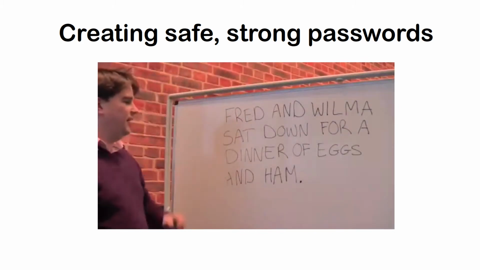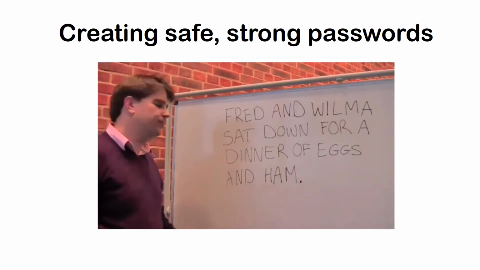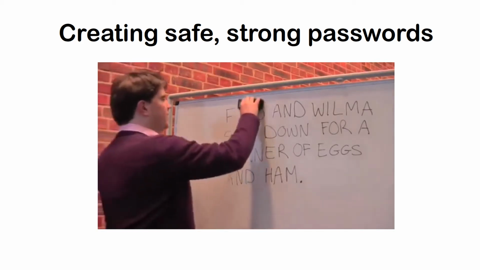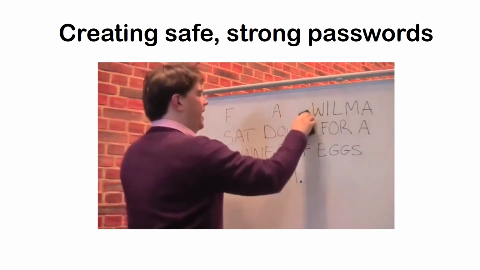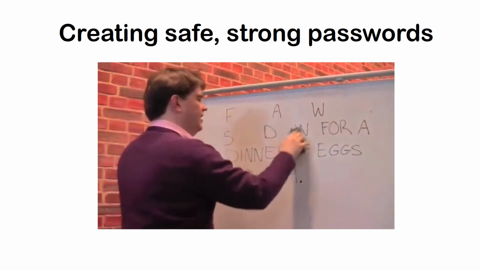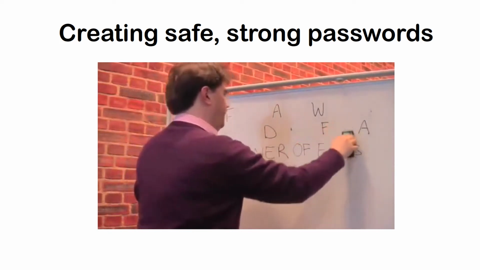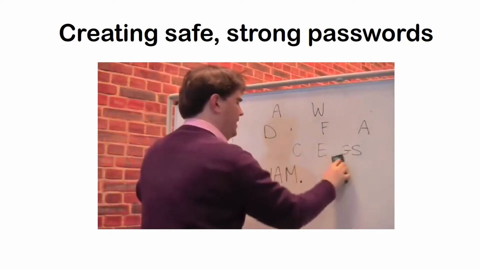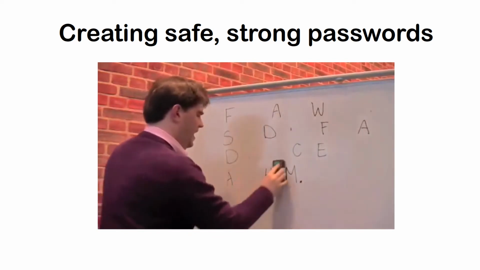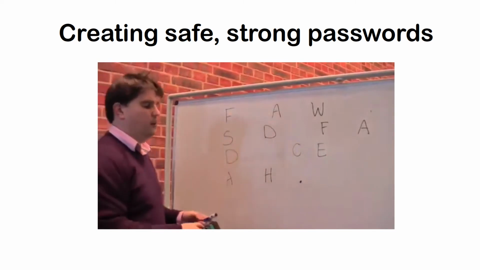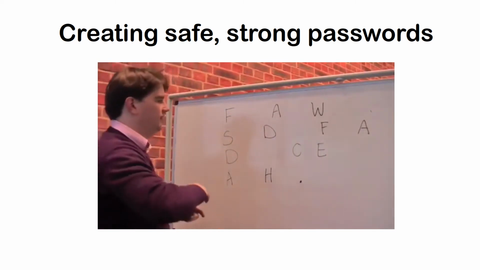Fred and Wilma sat down for a dinner of eggs and ham is my phrase. So what I'm going to do now is take the first letter of each of these words. So we have F, A, W, S, D, F, A, D, O, E, A, H. And now, if we put all these characters together, we've got a new password, one which isn't in the dictionary.